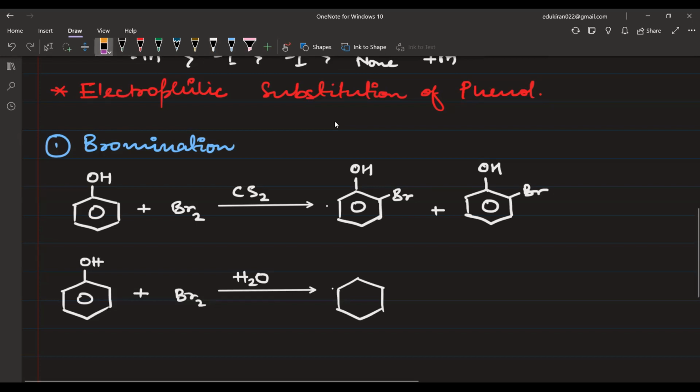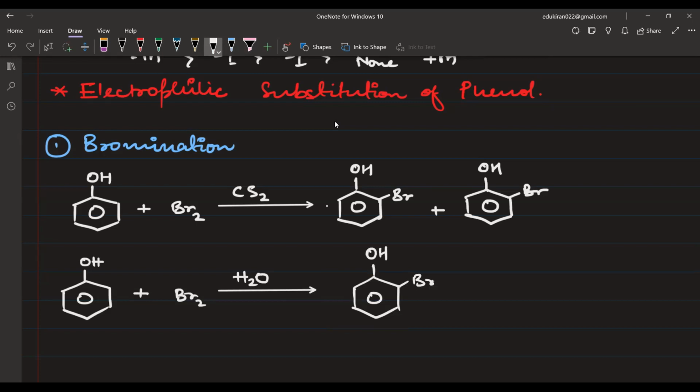Now, when we add water and bromine, then we get tri-substituted bromophenol. What is the reason for this? We'll explain this reason also. Right here, OH, Br, Br, and Br. Please write these two reactions.